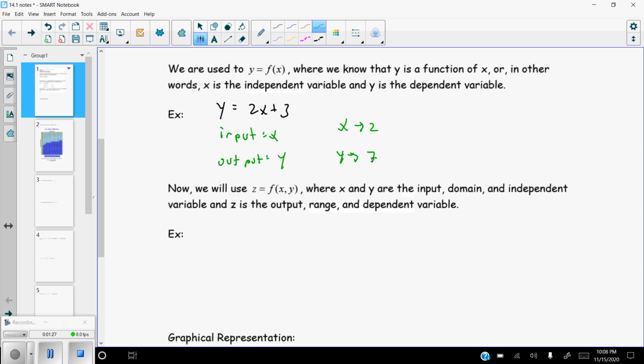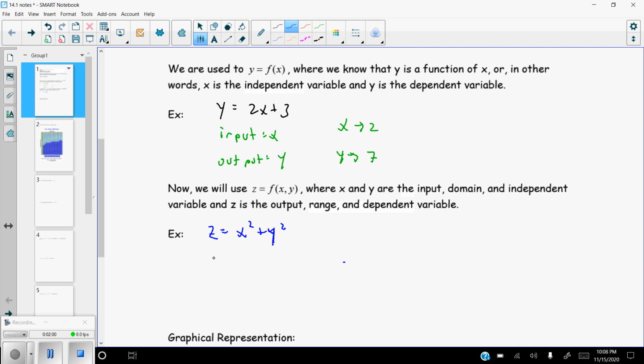Now what we're going to use is z is some function of both x and y. So now x and y are both inputs. They're the domain. They are going to be the independent variables, where z is the output or the range or the dependent variable. Again, it's just going to follow through now into a three-dimensional thing. So an example, something relatively simple, z equals x squared plus y squared.